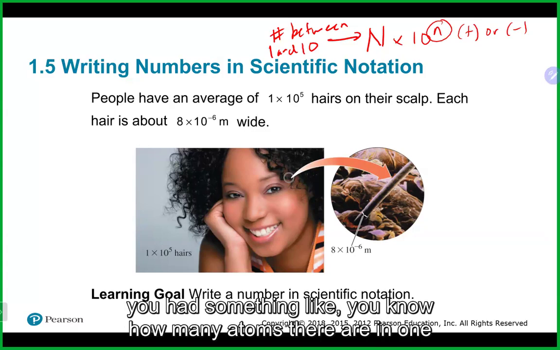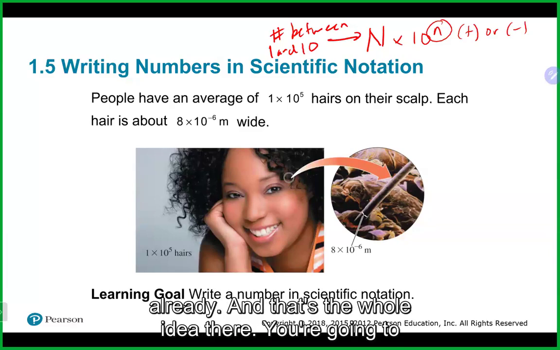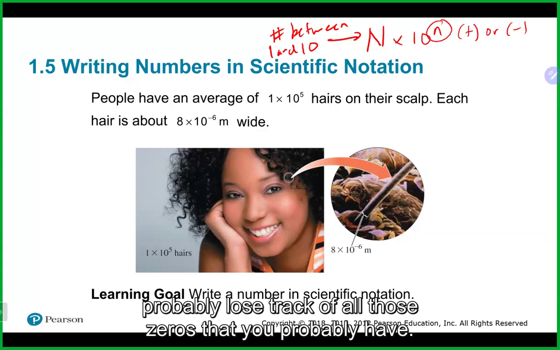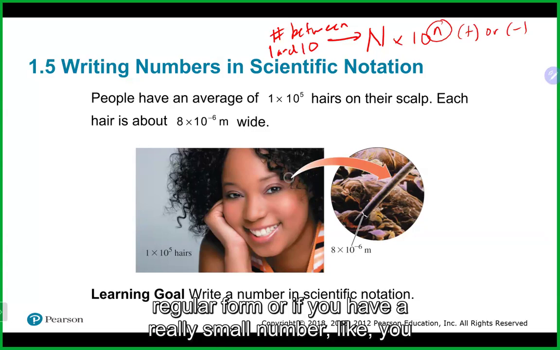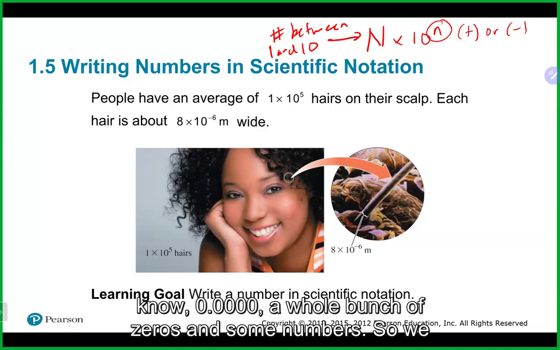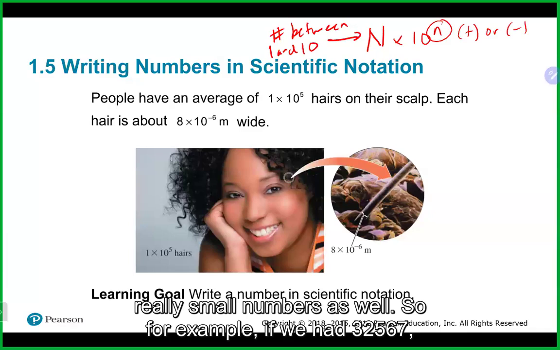So if you had something like how many atoms there are in 1 mole of something, that's like 602,200,000,000. I lost track already of how many. And that's the whole idea there. You're going to probably lose track of all those zeros if you try to use it in its positional notation or regular form. Or if you have a really small number, like 0.0000, a whole bunch of zeros and some numbers. So we use scientific notation to handle really large numbers and really small numbers as well.